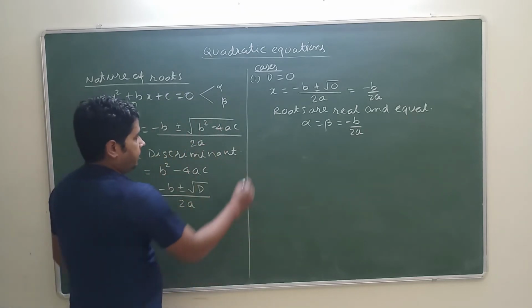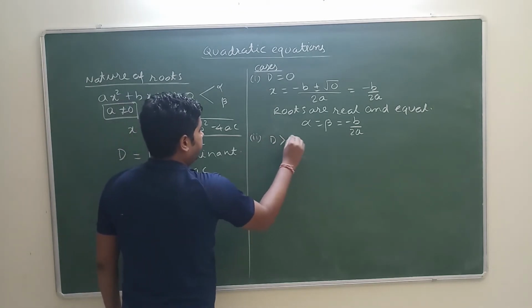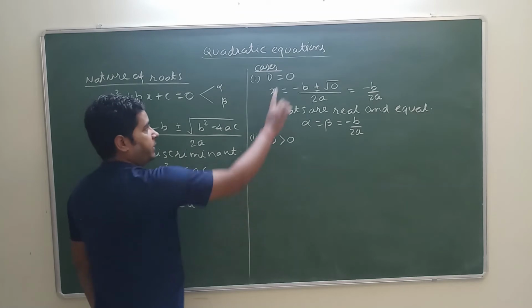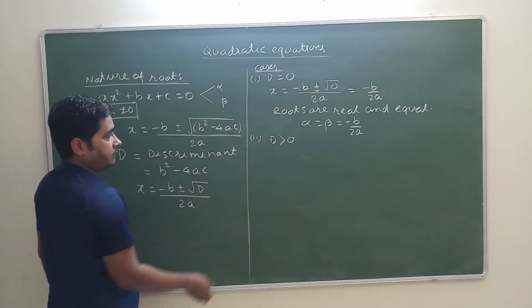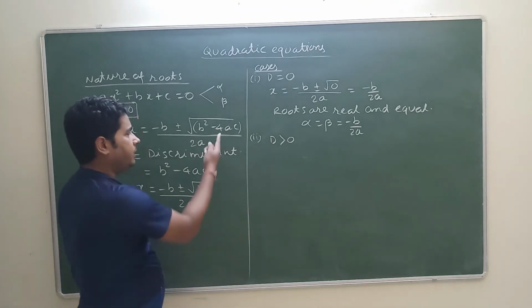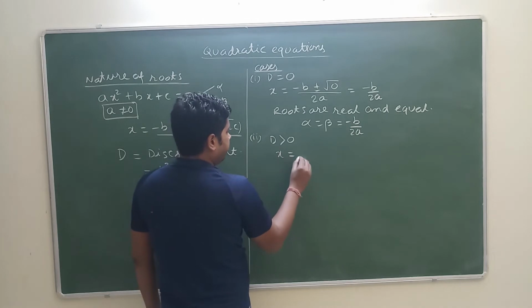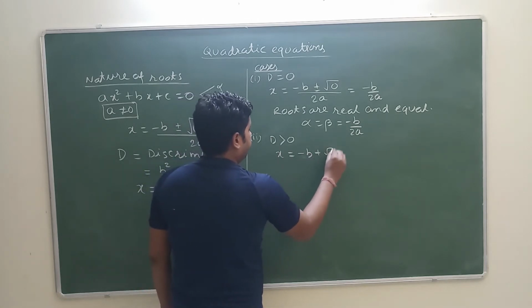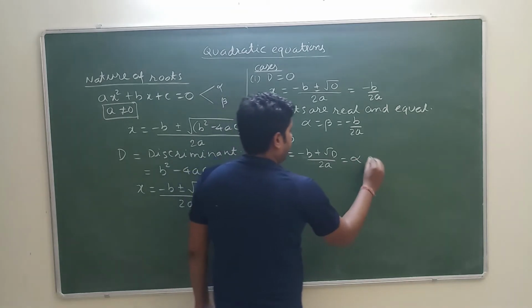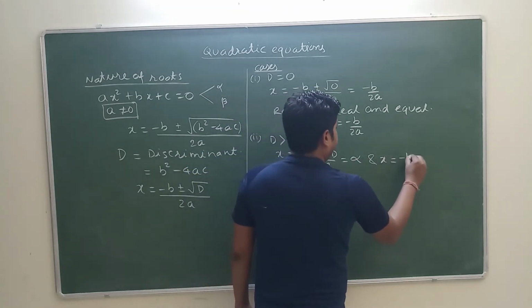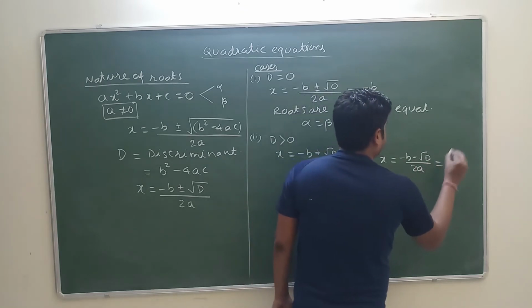Okay. Second case, if this D is positive, like 25, suppose this D is 25, then what will happen? Your x will be minus b plus root D upon 2a. You can call it alpha, and another value of x will be minus b minus root D upon 2a. You will call this as beta.